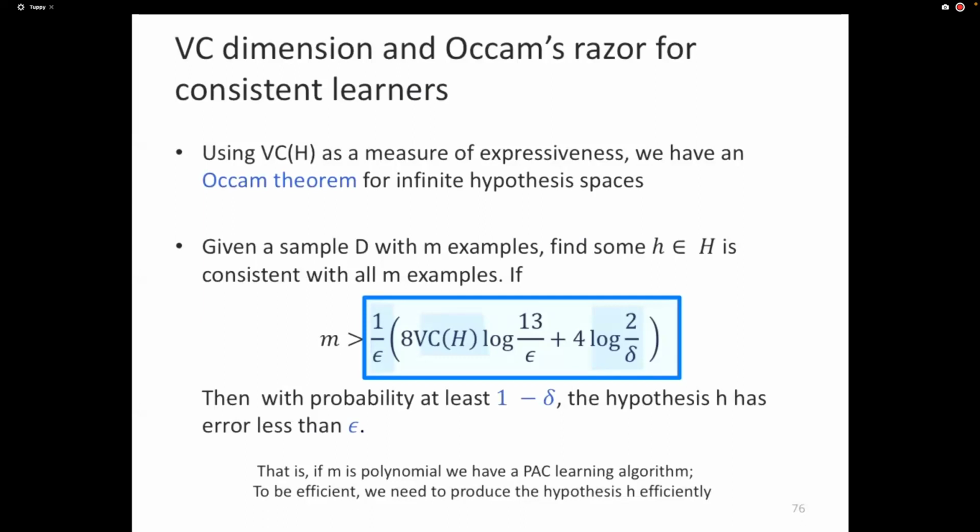Questions about this? Yes. This is for infinite hypothesis classes, yes? Yes. But would this still technically work for non-infinite ones? Yes. In fact, the VC dimension of a finite hypothesis class is at most the log of the size of the hypothesis class. And that's a homework question.